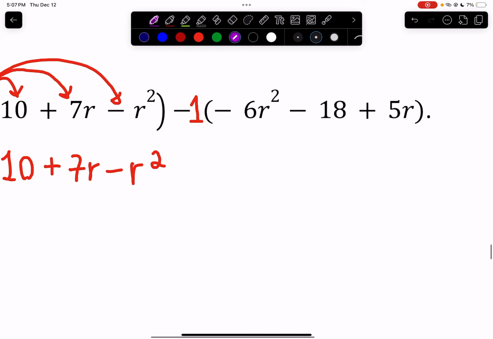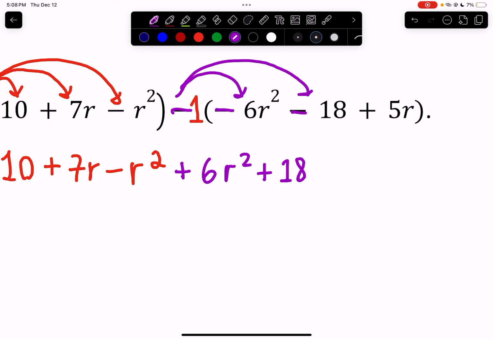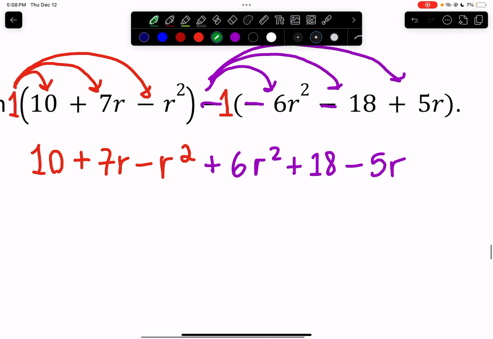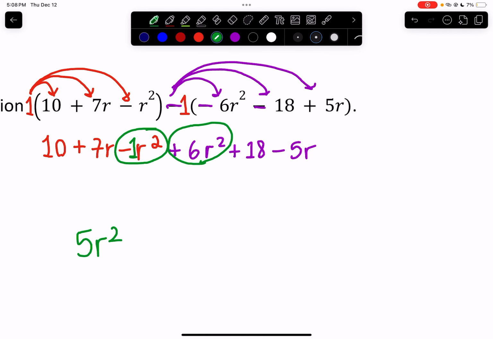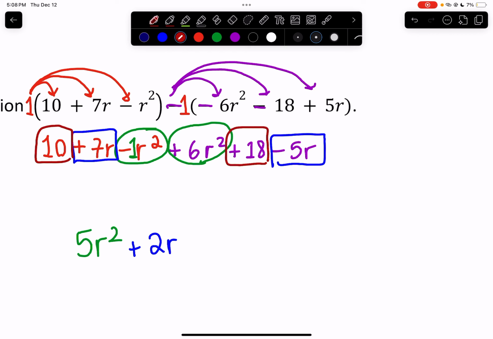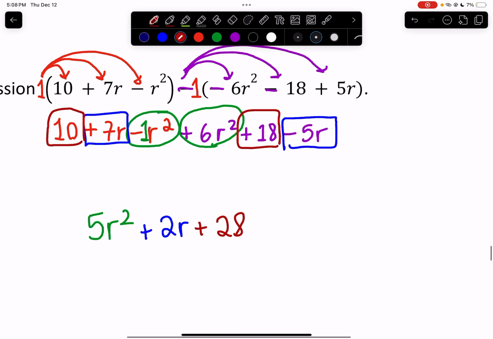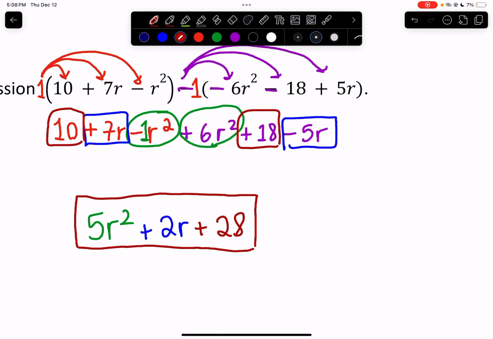And then here I get, negative times negative is plus 6r squared, plus 18, but then minus 5r. Okay, so my like terms, I'm going to go from the biggest power to the smallest. I've got a negative 1r squared plus 6r squared. That combines to make 5r squared total. Then I've got 7r minus 5r combines to make positive 2r total. And then lastly, positive 10, positive 18 combines to make positive 28 total. And that is my simplified version.